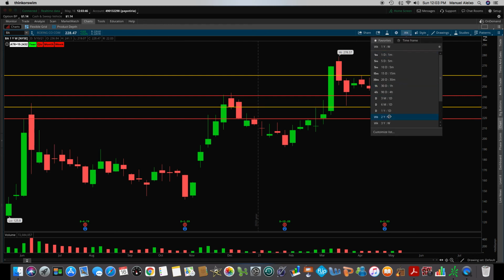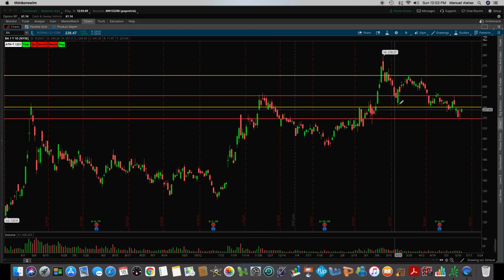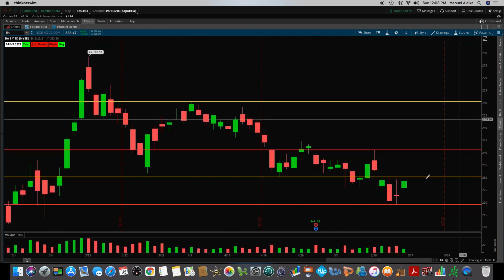So let's go to a daily chart. All right, and let me zoom in right in this area here. You see that yellow line, 230.22? That's last month's low. Right now, it's acting as an area of resistance. Now, monthly candles hold a lot more weight than weekly candles. So what does that tell you?